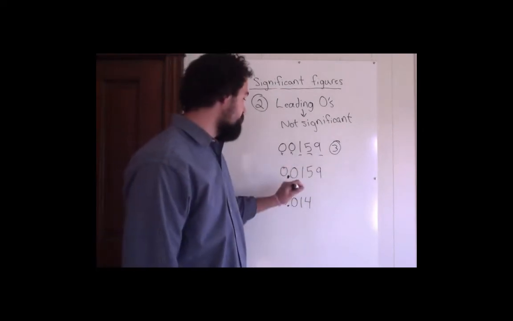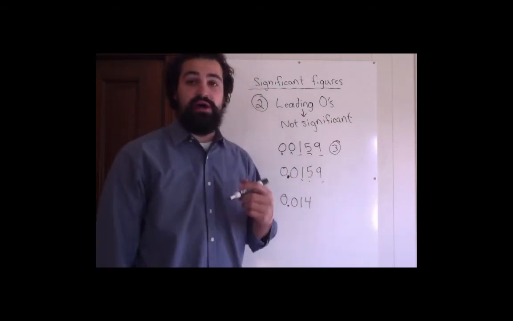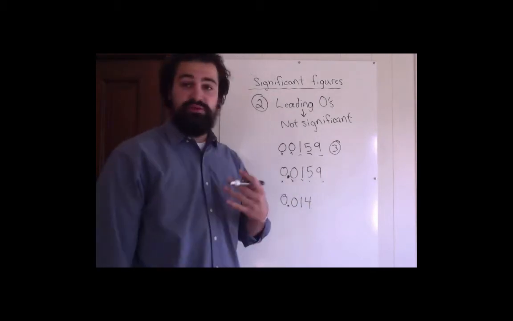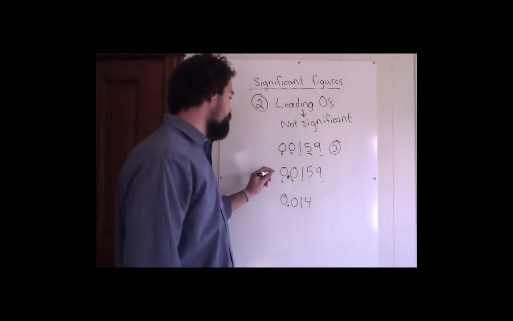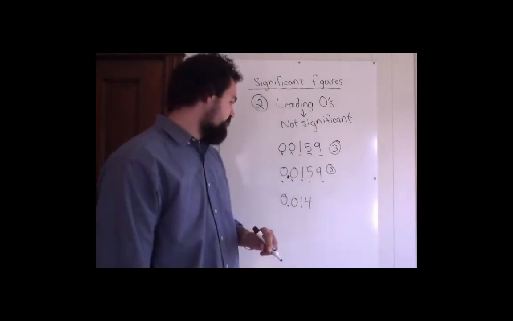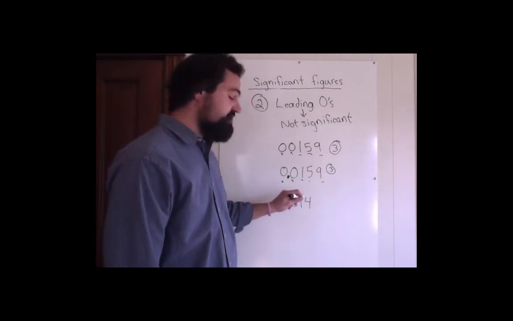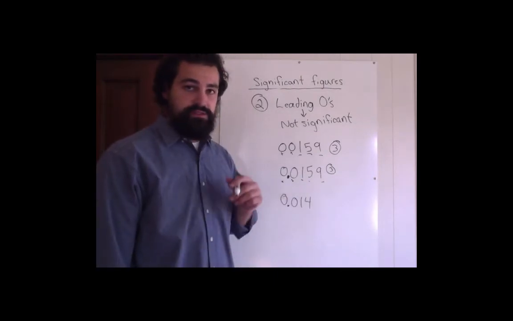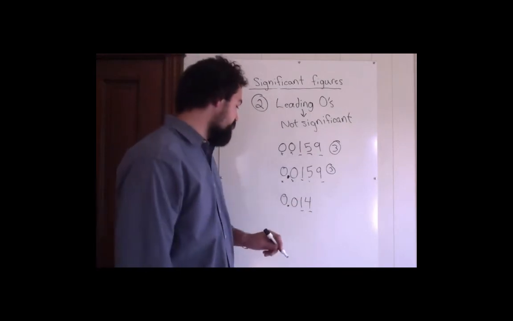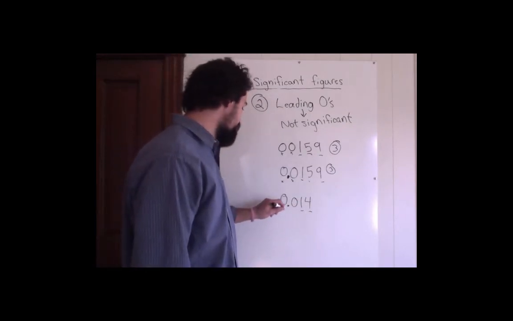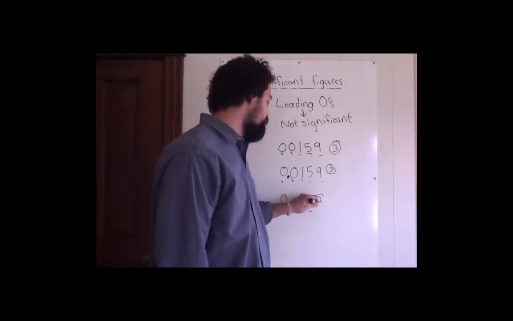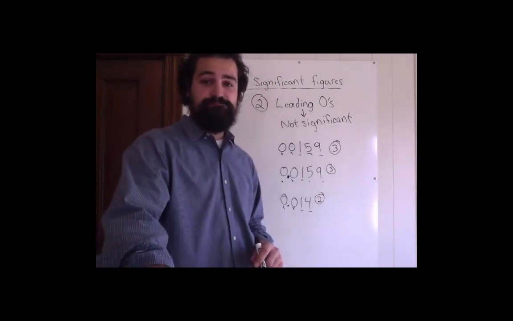0.0159. Again, the 1, the 5, and the 9 are non-zero, so they are significant. But the zeros are at the beginning, they're leading, so they are not significant. So this one also has 3 significant figures. And our last one, 0.014. 1 and 4 are non-zero, so they are significant. But the zeros at the beginning are not significant. So that gives us 2 significant figures.